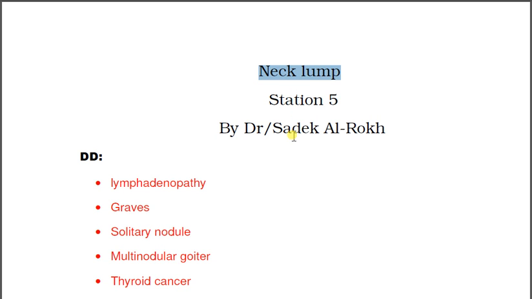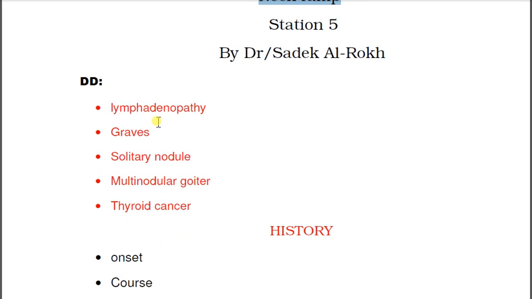We know that station 5 is 10 minutes, 8 minutes with the patient and 2 minutes with the examiner for discussion about the case. The differential diagnosis of neck lump would be lymphadenopathy, which is the most common, not in the exam, but in the public, the most common cause of neck lump all over the world. 80% of neck lumps are because of lymphadenopathy. Then Graves' disease, solitary nodule, multinodular goiter, thyroid adenoma, and thyroid cancer.